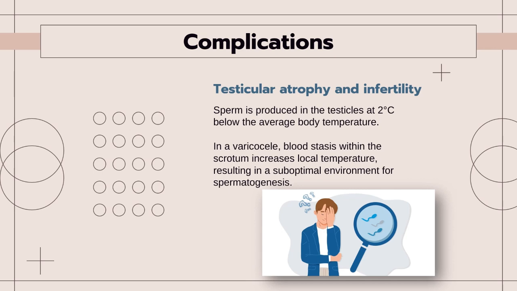in the varicocele, the venous blood flow is stagnant, and it will cause the sperm that are produced in the testicle to have a suboptimal environment. Sperm is produced at 2 degrees Celsius below the average body temperature. When we have blood stasis, the temperature around the testicle will increase, which will cause a suboptimal environment for spermatogenesis, which, if prolonged, might cause testicular atrophy and infertility.